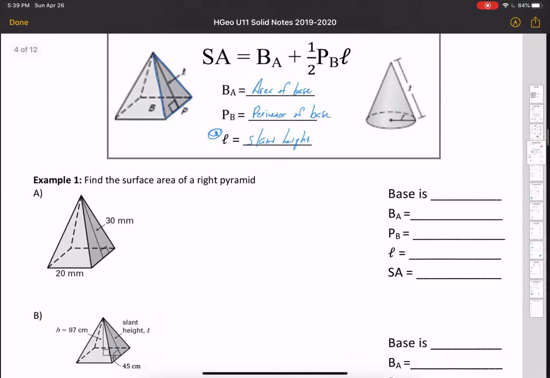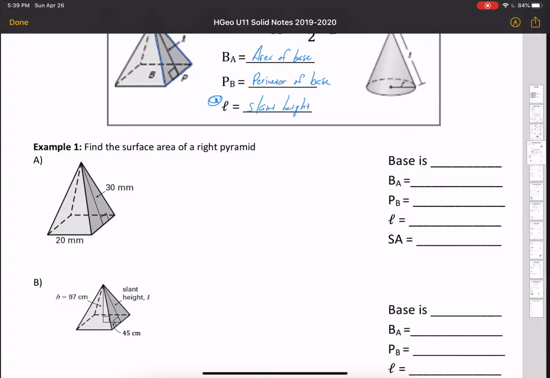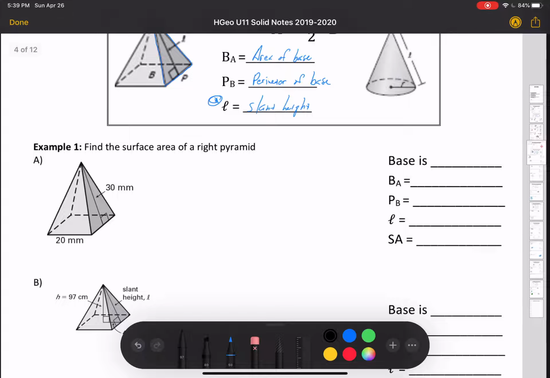So in this figure, the base for this pyramid is a square. Okay? The area of that square is 20 times 20, which is going to give me 400. The perimeter of that square is 4 times 20, which is 80. The slant height is given to me as 30, which is helpful. So now I can just plug it in to my formula.